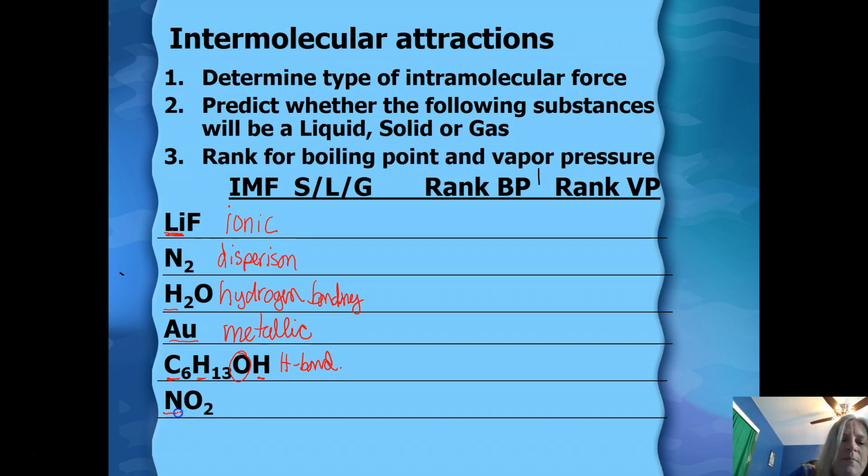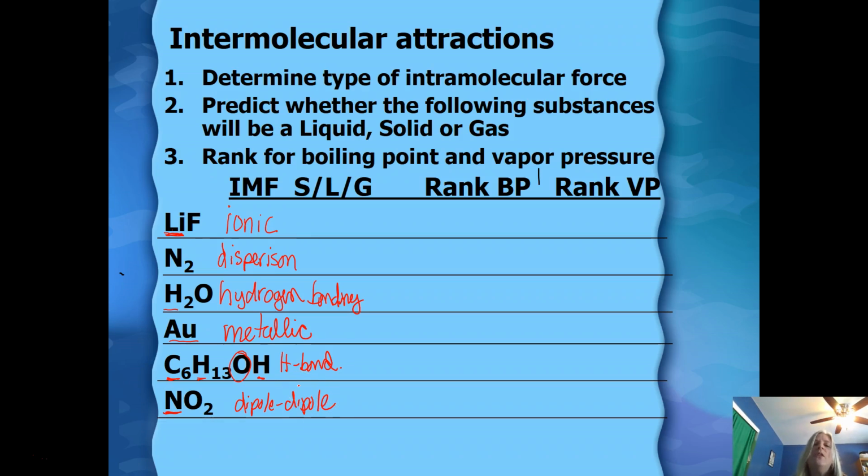On to the next one. Is that a metal? No, nitrogen's not a metal. So that makes it covalent. Then ask yourself, is there a hydrogen? No, there's no hydrogen, so there can't be hydrogen bonding. Then go to the periodic table and look up the electronegativity difference between nitrogen and oxygen. Unfortunately, I don't have my periodic table with me, but if I did, I would see that the electronegativity difference is greater than 0.5. So that makes it polar, and anything that's polar is going to be dipole.